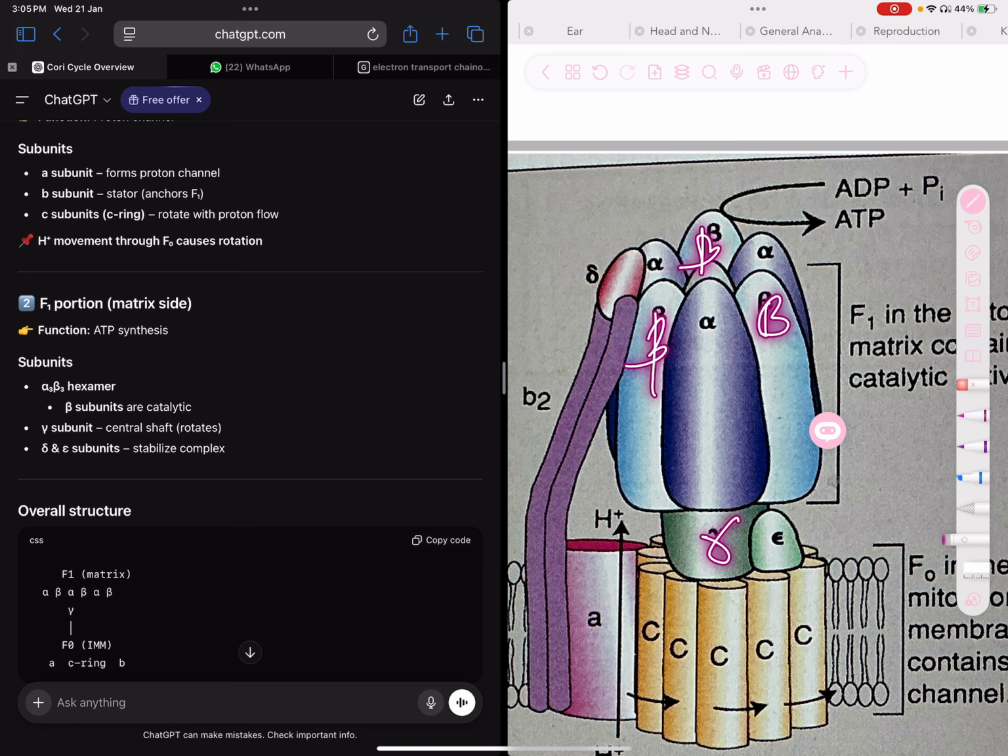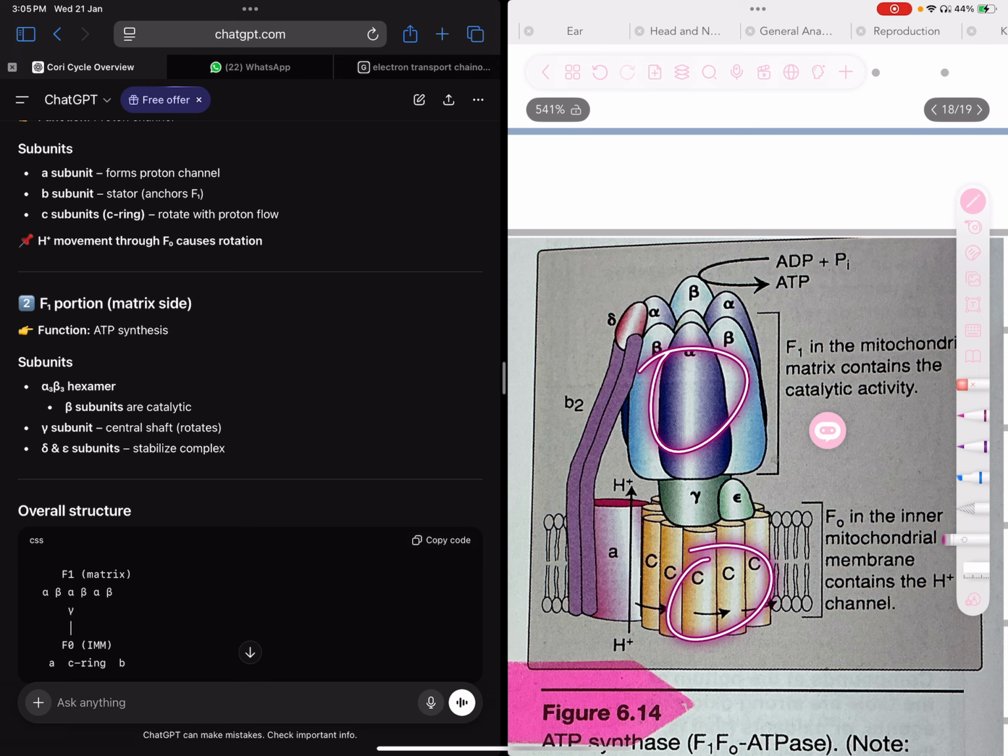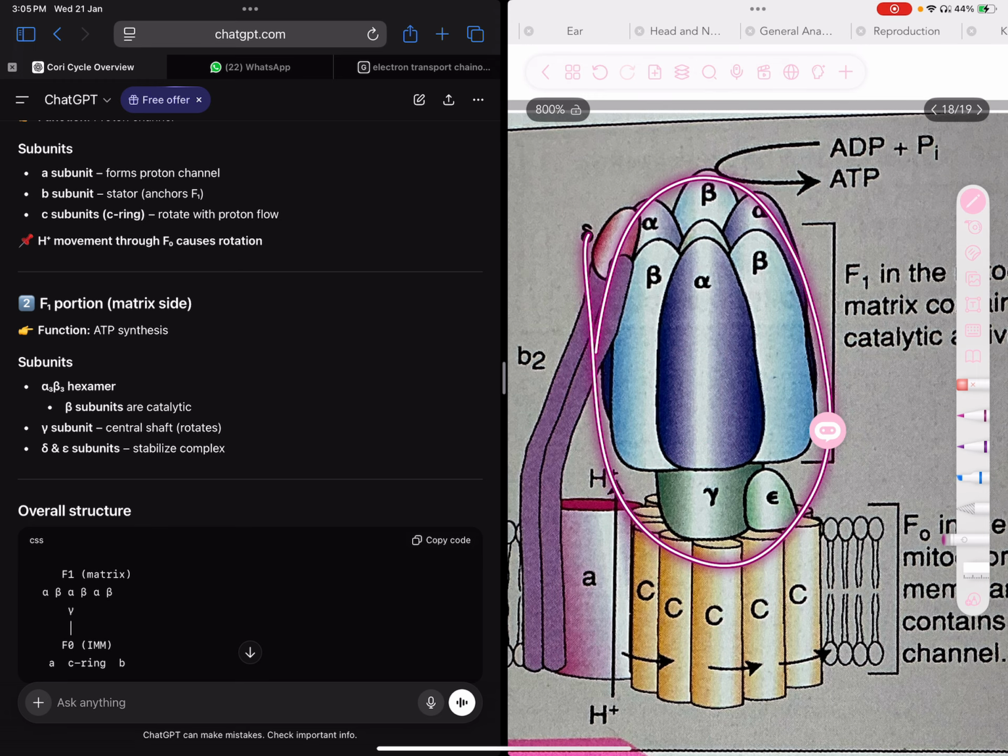Then you have the gamma subunit, which is the central shaft that basically holds the F0 domain and F1 domain together, but it is basically part of the F1 domain. This is the shaft, right? So this helps with the rotation. Then you have epsilon and delta. These are basically stabilizers. They stabilize the entire complex.